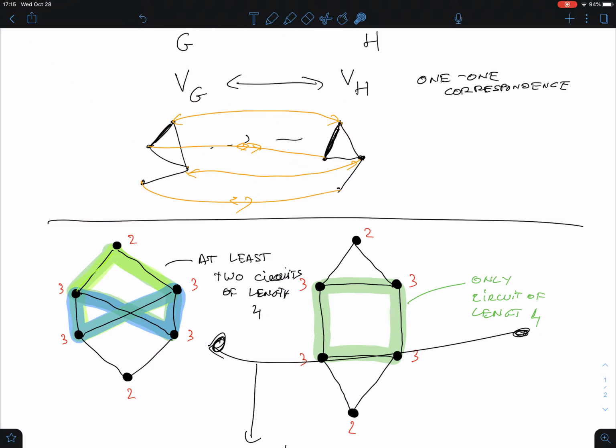Well, perhaps the better argument was this. We have here a circuit of length 4 containing a vertex of degree 2. So we have to find this here too. But we already showed that it's impossible to make a circuit of length 4 go through this point.